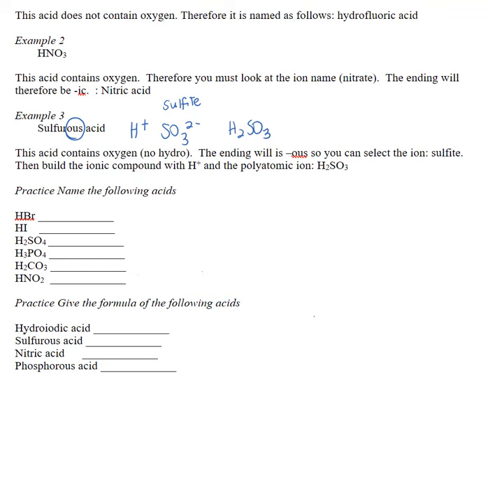A couple of other ones here. Hydroiodic acid. It's an acid, so I know it's with H+. Hydro means there's no oxygen, so I'm looking for the element iodine, and I look at the appropriate anion for iodine, which is I-, and I have HI. Phosphorous acid, so I'm looking for phosphite, I have H+ and PO3 3-. I cross that over, and I have H3PO3.